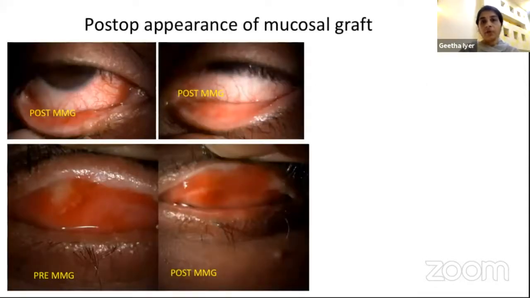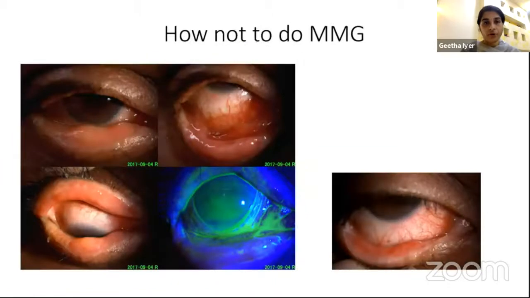This should be the post-op appearance of the mucosal graft, where the graft is absolutely flush with the lid surface. You don't really see any bulky mucosa on the external surface when the eye is open. And this basically helps even in a smooth surfacing of the tears on the ocular surface.